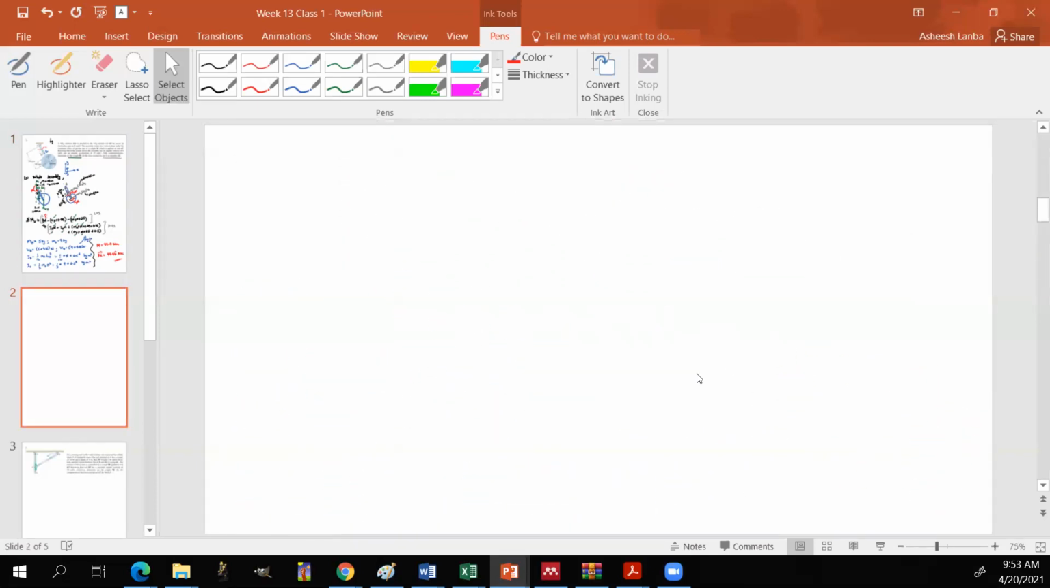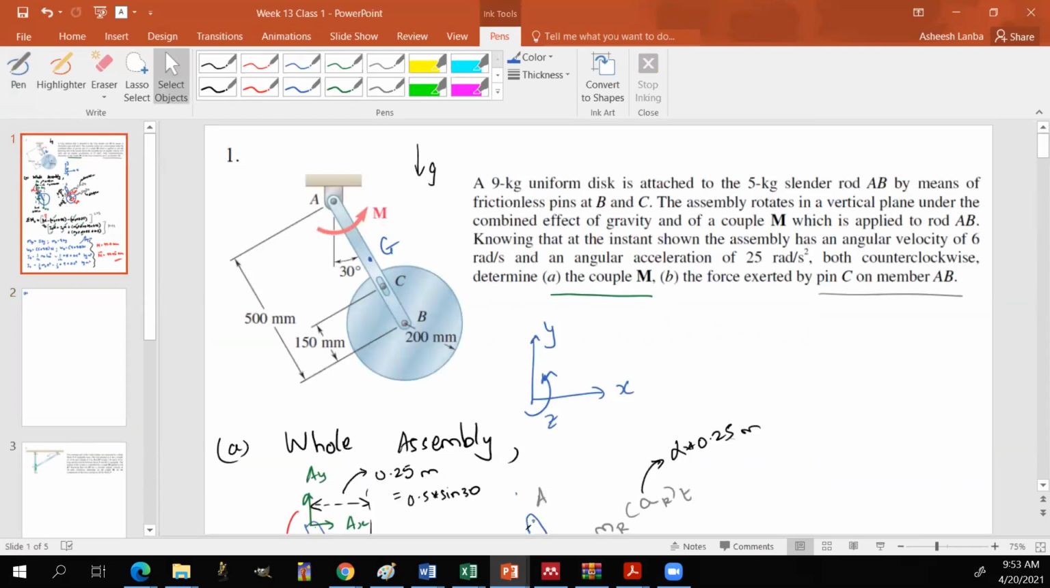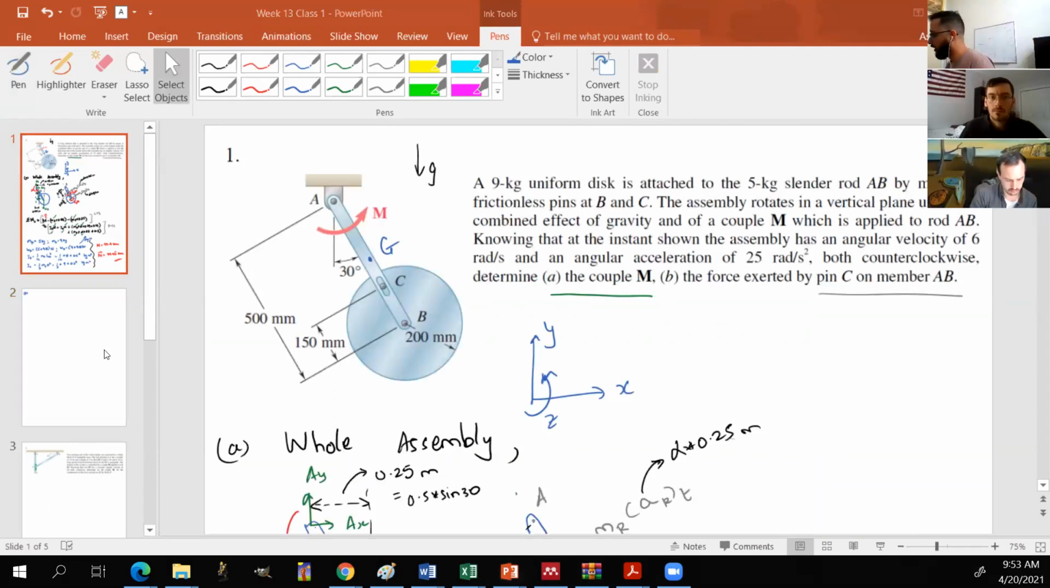is even simpler because all you need to do is to look at either the rod or the disc. Now, question for you guys is, would you rather look at just the rod or just the disc to find out your force exerted by the pin C? I would want to say the disc, just because my train of thought is like it's attached to the disc and like has a greater mass. So I figured, just off the top of my head.